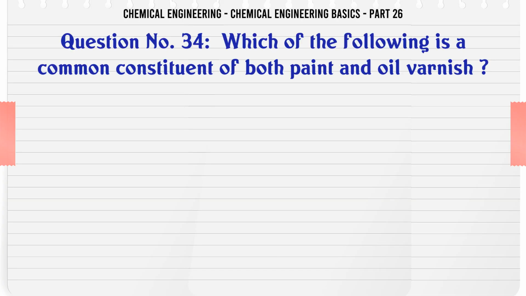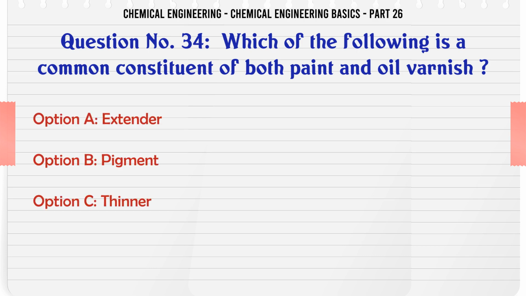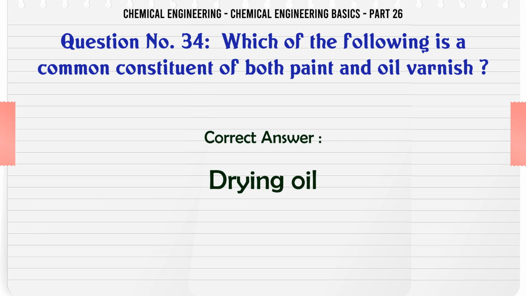Which of the following is a common constituent of both paint and oil varnish? A. Extender. B. Pigment. C. Thinner. D. Drying oil. The correct answer is drying oil.